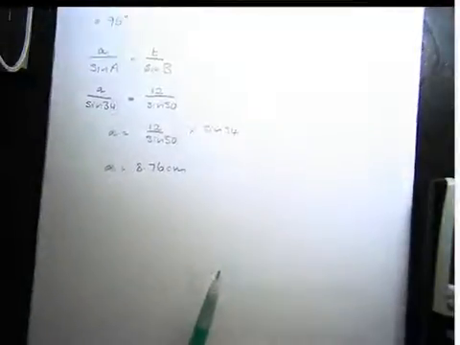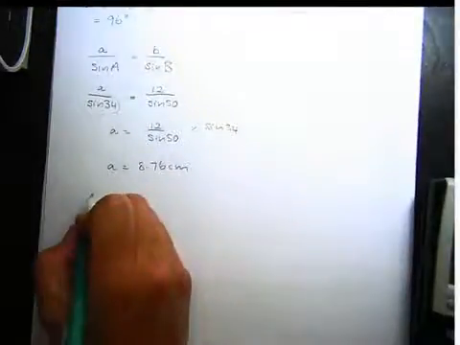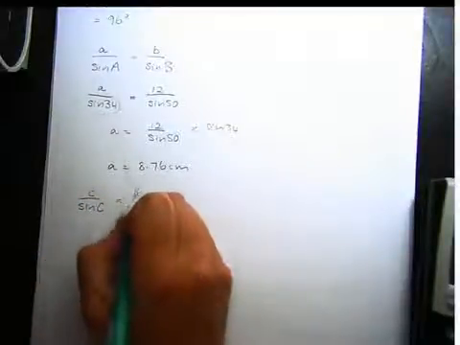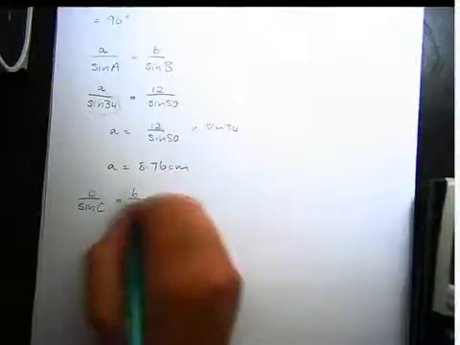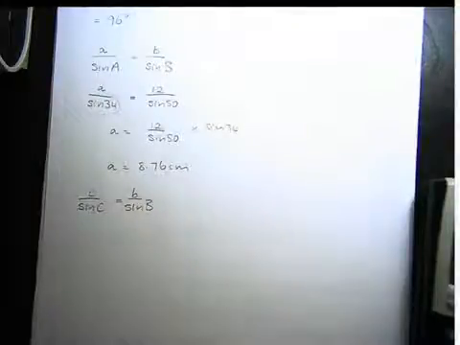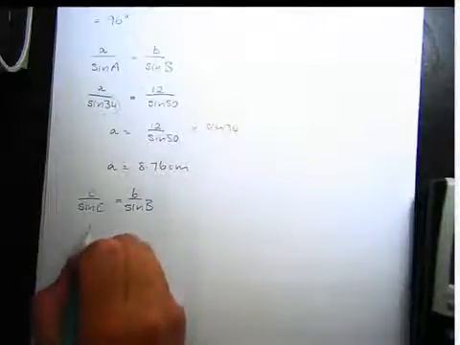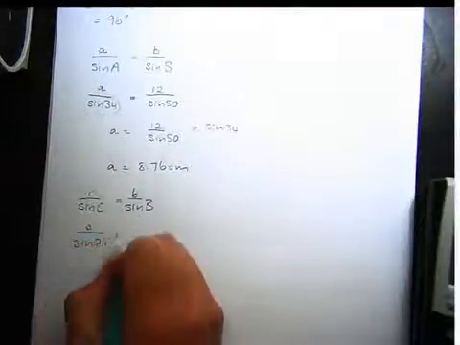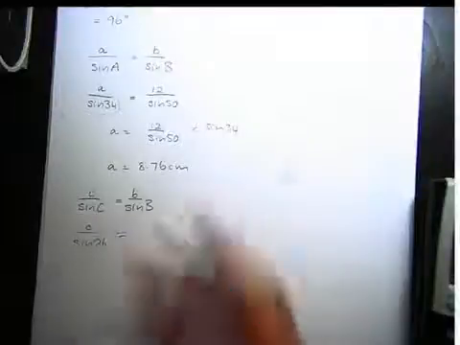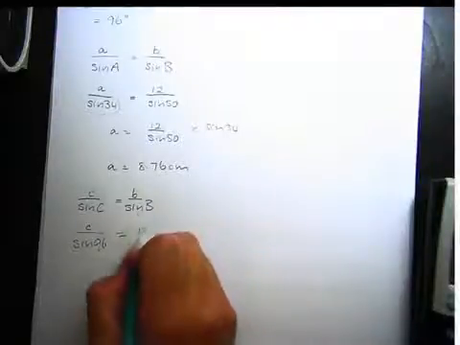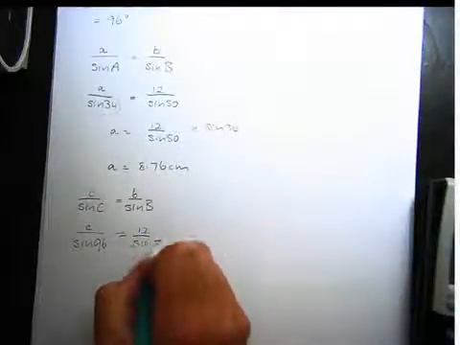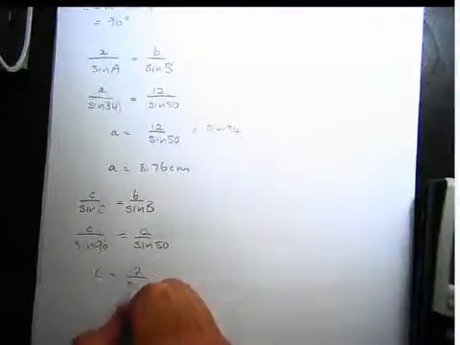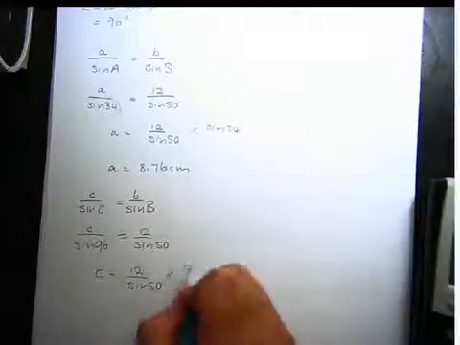Okay, so I'm going to this time find C, so I'm using that part of the rule. And because I've got that information given to me, I'm using that part of the rule. So I'm just doing exactly the same thing again. C on sine C, don't need the degrees, equals B on sine B. And I multiply each side by sine of 96.